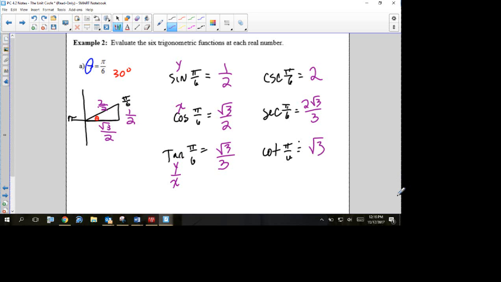Next example, I'll flip the page in a second, but what should you do first?